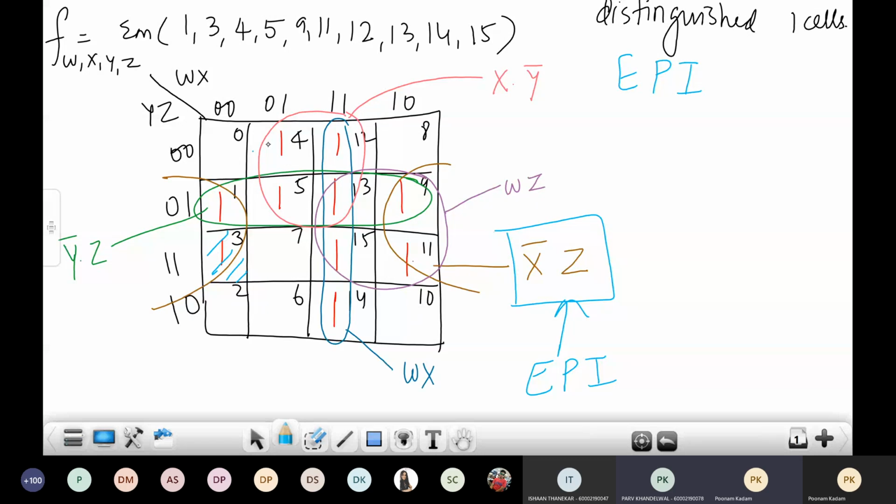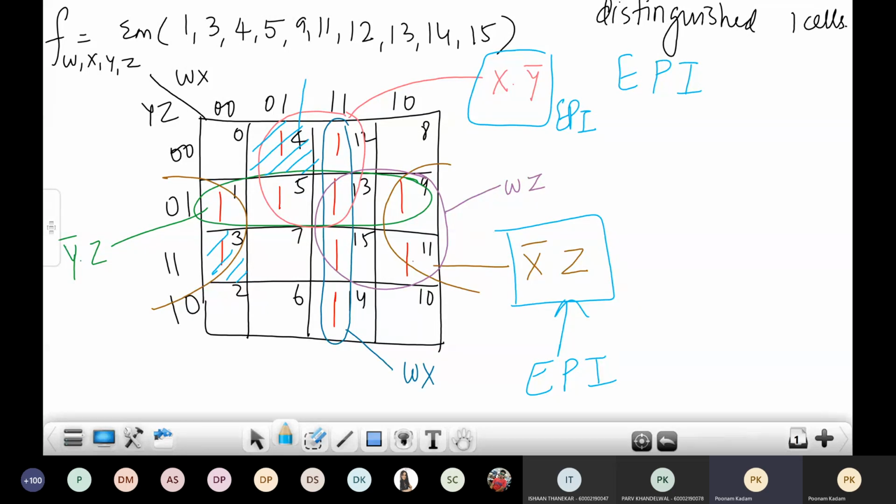The one present in the fourth cell is also a distinguished one cell. And which is the prime implicant covering this distinguished one cell? XY bar. It means XY bar is the essential prime implicant and it must be there in the minimal expression. We cannot skip this. This has to be there in the minimal expression.